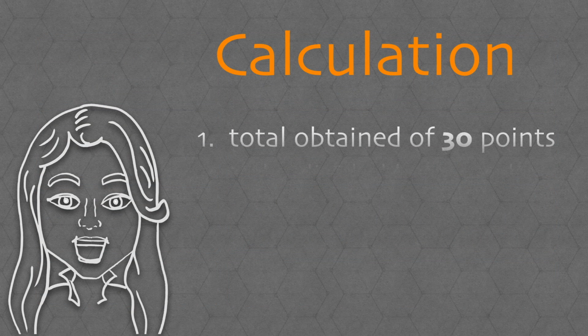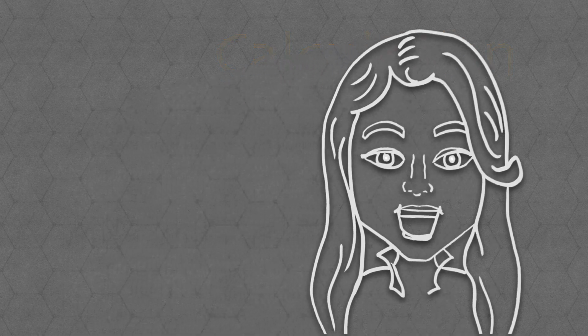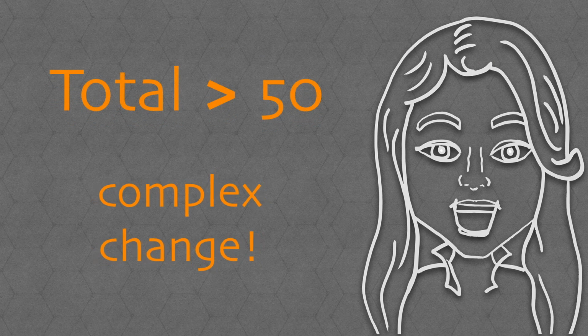The calculation is really simple. You take the total obtained of 30 points to be divided by 30 and multiplied by 100. Any score higher than 50 should be considered as a significant and complex change to manage. Then the 2 indicators obtained must be cross-referenced to complete the diagnosis.